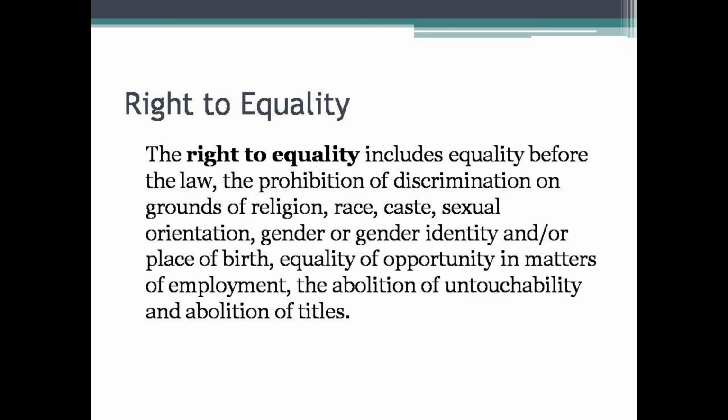Firstly, we'll begin with the right to equality. The right to equality includes equality before the law, the prohibition of discrimination on grounds of religion, race, caste, sexual orientation, gender, or gender identity or place of birth, equality of opportunity in matters of employment, the abolition of untouchability and abolition of titles. Basically, untouchability has been declared illegal.